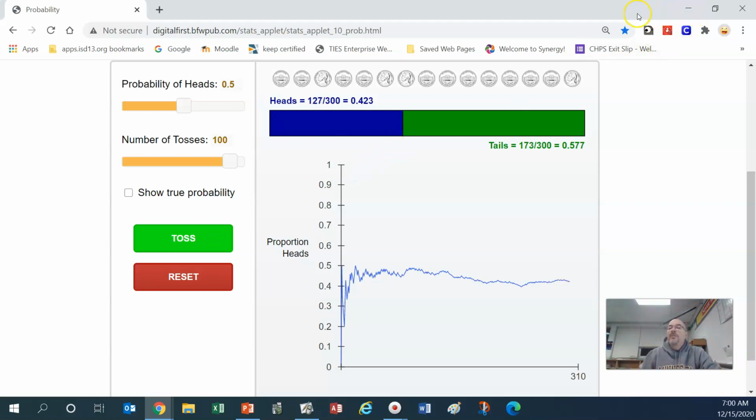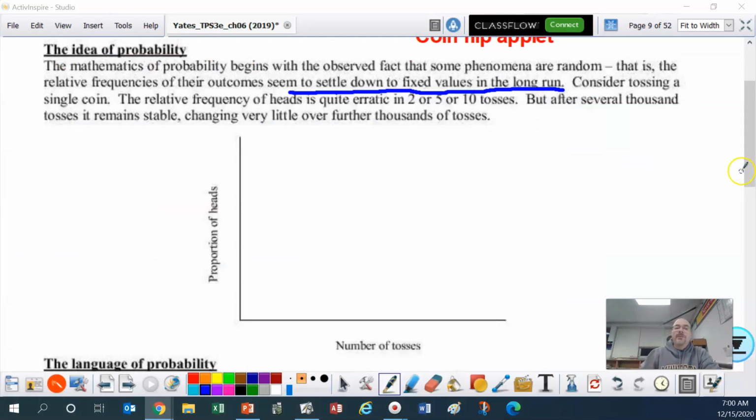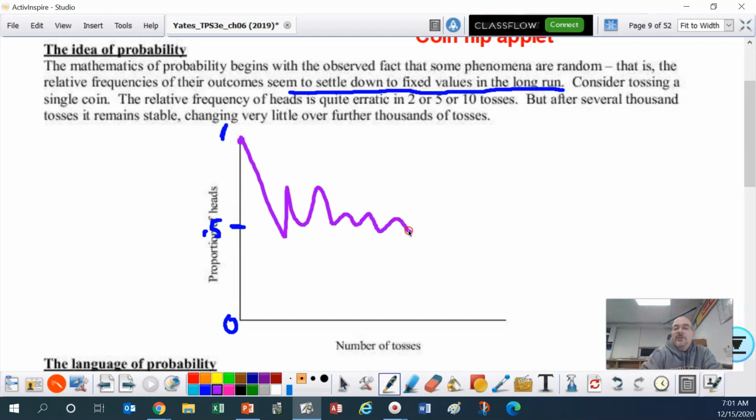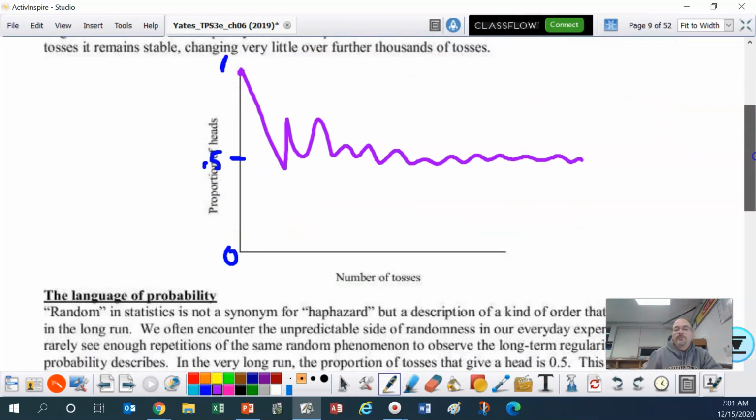So with this, let me move that out of the way. On this, I was just doing a little sketch. So that's 0.5, that's 0, that's 1. And again, you don't know where you're going to start. You might start at 0 because the first toss was not heads, or you might start at 1 where the first toss was heads. If you toss a heads on the first one, it's going to start up here. And then it's just going to level off. So that's the general idea that I want you to see there. If you do it in the long run, it settles down to a fixed value in the long run.